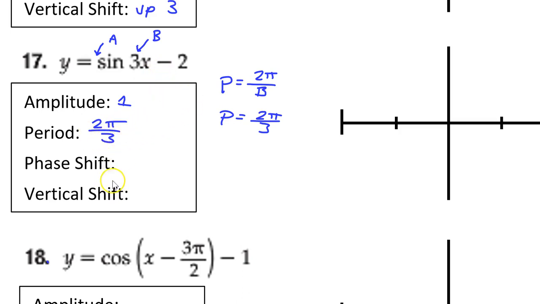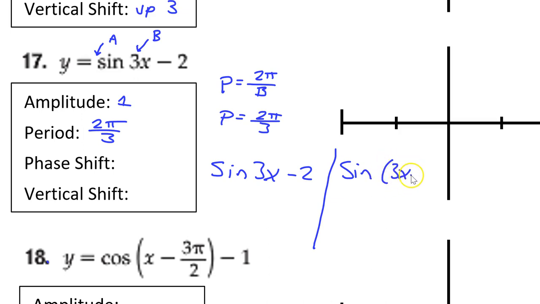Now here's something I want you to be really careful about. The phase shift. Compare this problem, right now we have sine 3x minus 2, to the problem sine, and I'm just going to throw some parentheses in here and put 3x minus 2 like this. Now one of these has a phase shift and one of them does not. Can you tell which one has the phase shift? Yeah, the one with the parentheses. This is the one that's going to have a phase shift.